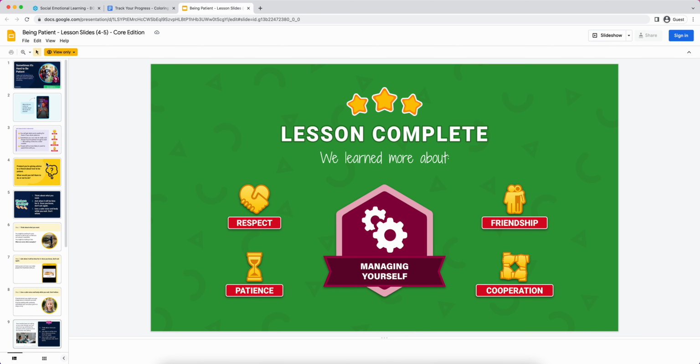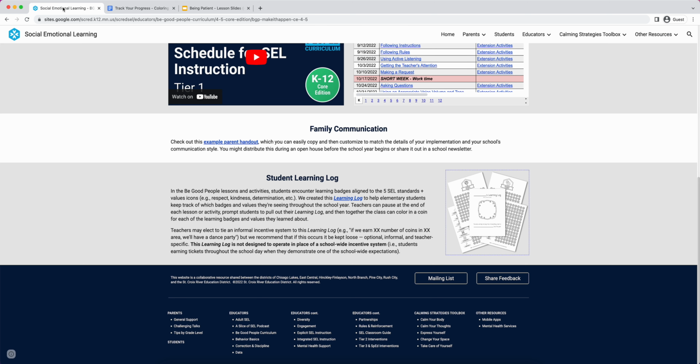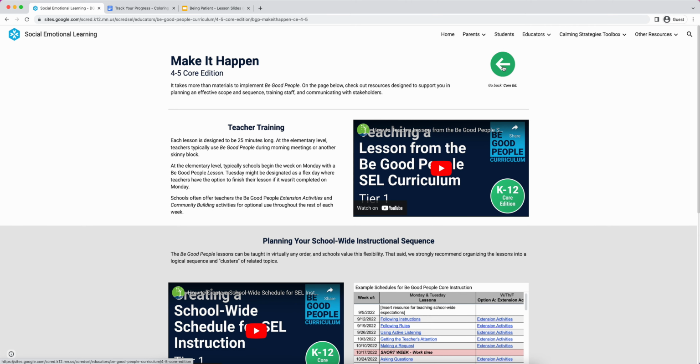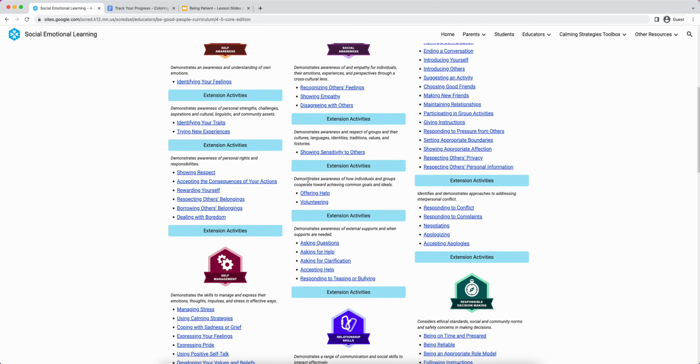And that is a lesson. So the last couple things I'm going to do is just look at extension activities and community building.